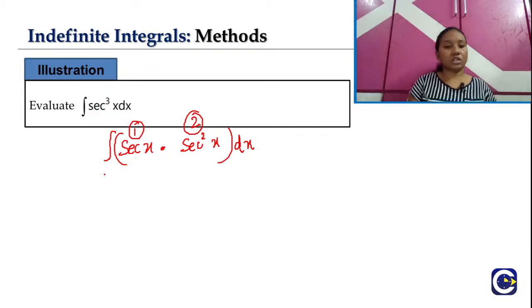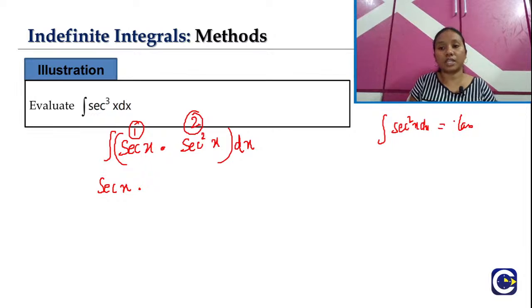So let's just solve this question. This is our first function, secant x, and the second function is secant square x. So what will be our UV rule? First function, that is secant x, into integration of second function. My integration of secant square x dx is nothing but equal to tan x.